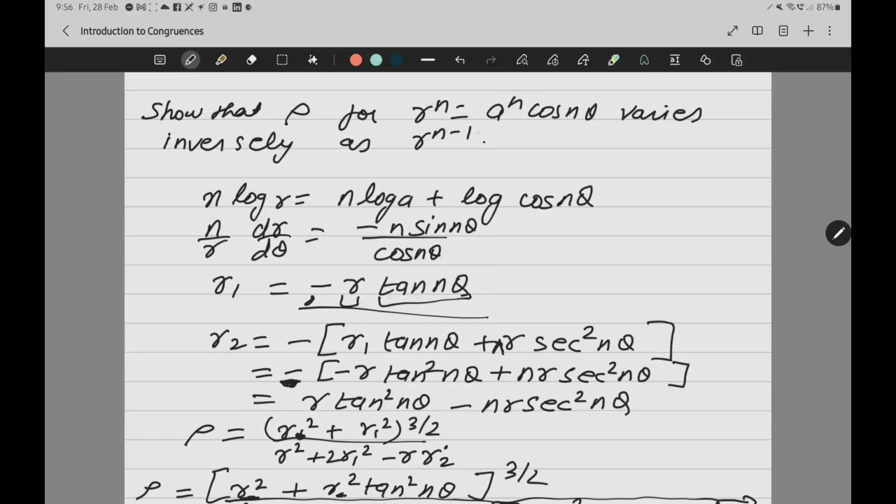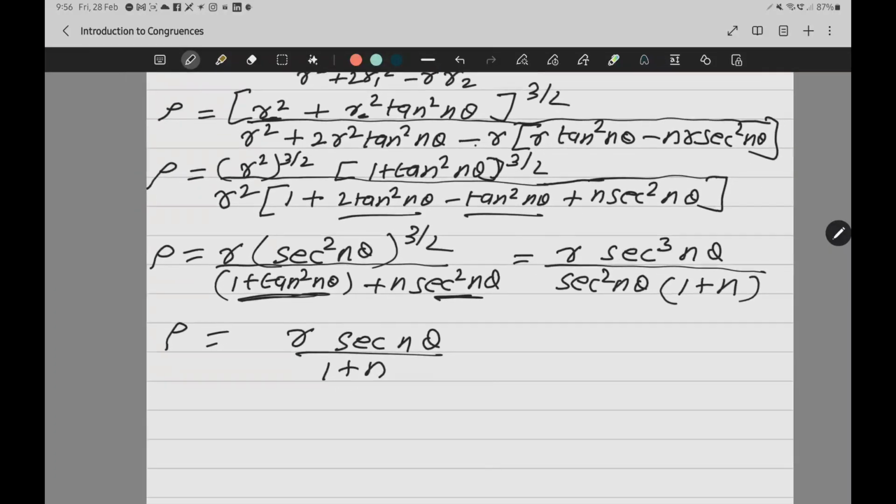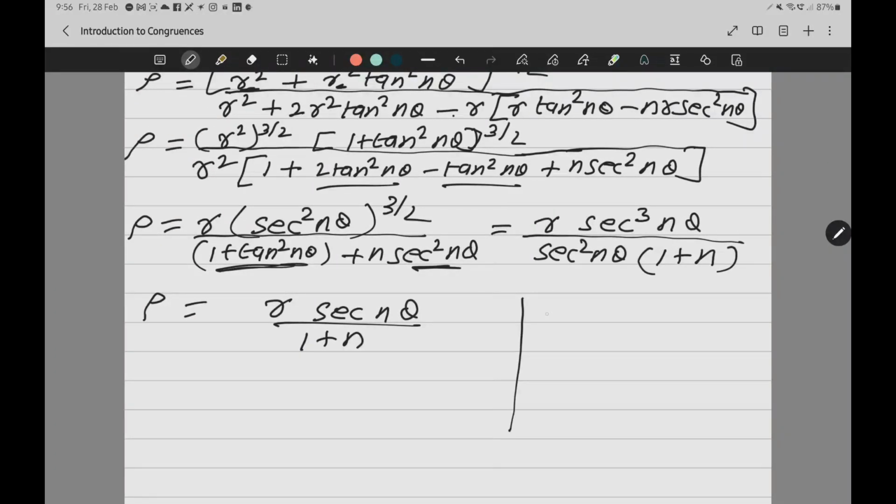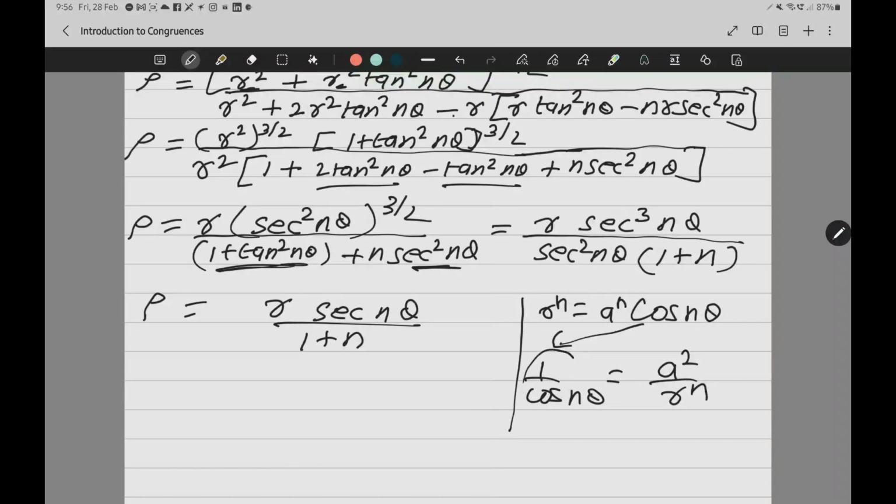Now see, what is my question? R to the power n is equal to a to the power n cos n theta. If I bring this cos here, 1 upon cos n theta is equal to a to the power n upon r to the power n, and 1 upon cos is what? Secant. Right? So secant can be replaced by this. So rho is equal to r a square upon r to the power n 1 plus n.